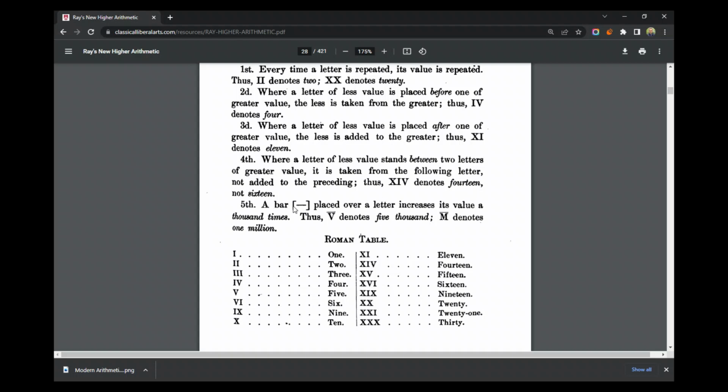And lastly, a bar placed over a letter in Roman notation increases its value 1,000 times. So if we have the letter V, which represents 5, and we have a bar placed above the V, that means 5,000. Here we have the letter M, which represents 1,000, with the bar above it. That means 1,000 times 1,000, which is 1,000,000. So the bar multiplies the value of the letter by 1,000. Those are the 5 principles for Roman notation.